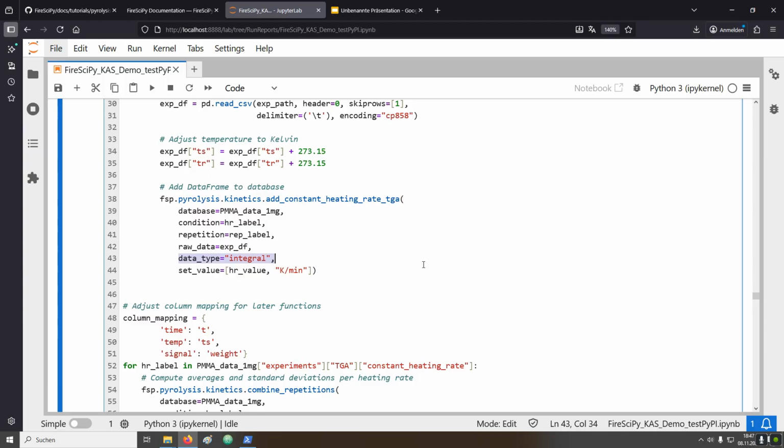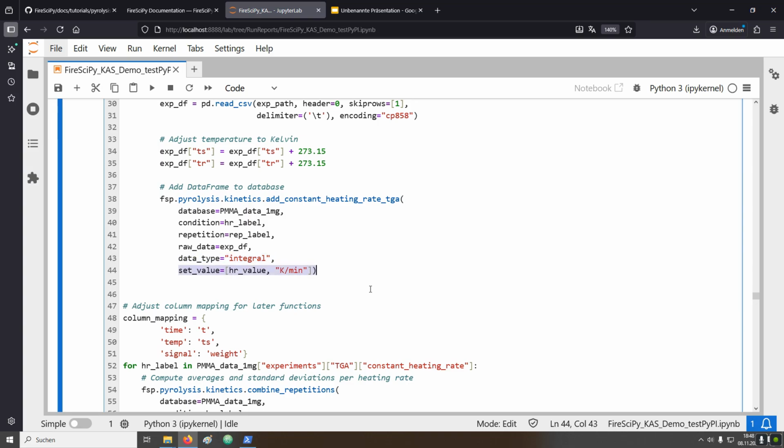Typically, TGA provides integral data, where you have the initial sample mass at 100% and then there is the S-shaped decay when the reaction is happening. Devices like DSC or MCC record differential data. The KAS method that is used here to determine the activation energy is designed for integral data. Methods for the differential data will be added later.